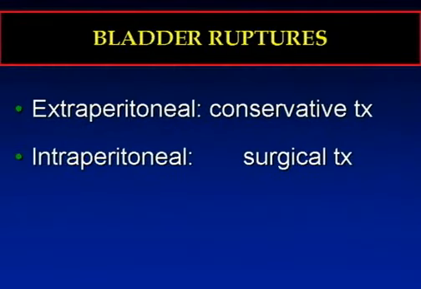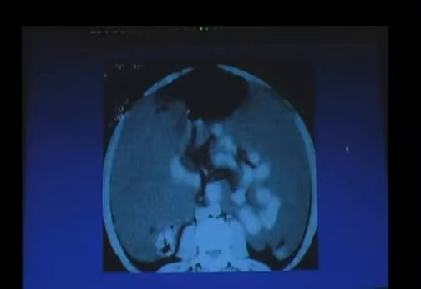Moving on to bladder ruptures, there are two types, extraperitoneal and intraperitoneal, and it's very important to differentiate these because the treatment is different. The treatment for extraperitoneal injury is conservative therapy, whereas the treatment for intraperitoneal injury is surgical. And this is an example of intraperitoneal rupture, where you see this large amount of fluid here in the abdomen surrounding these small bowel loops.